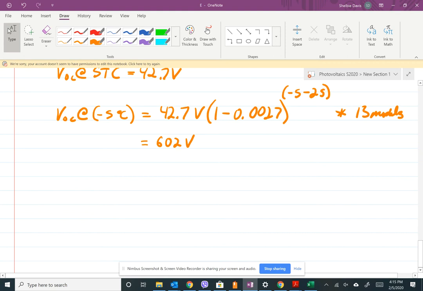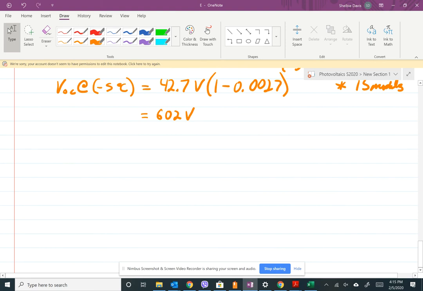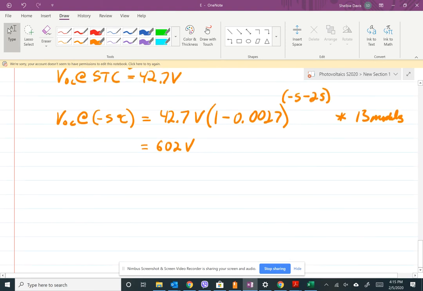So, if we go back to, so we're good with the power. Okay, we're good with the power rating. You guys get a different answer? Yeah, I think it should be -0.003 in the first part. Okay. All right. So, 602 is the right answer.